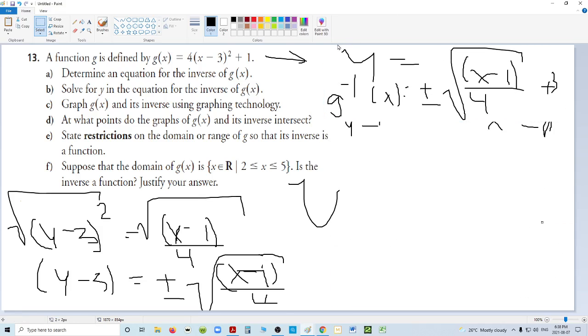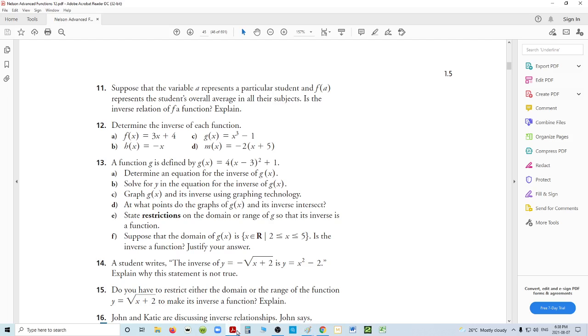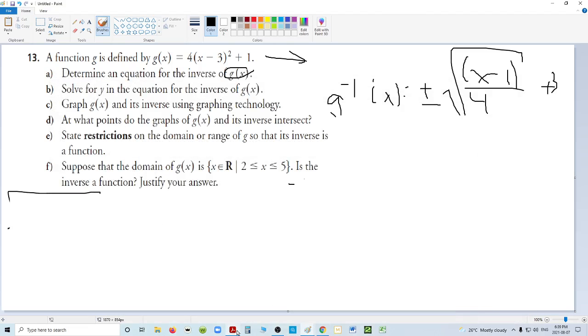So your teacher probably won't want you writing in y by grade 12 functions. He wants to see everything in function notation. So determine the equation for g of x. We did. Solve for y in the equation for the inverse of g of x. What does that mean? Solve for y. Is there something I'm missing here? I don't know what he means by that, but it doesn't matter.